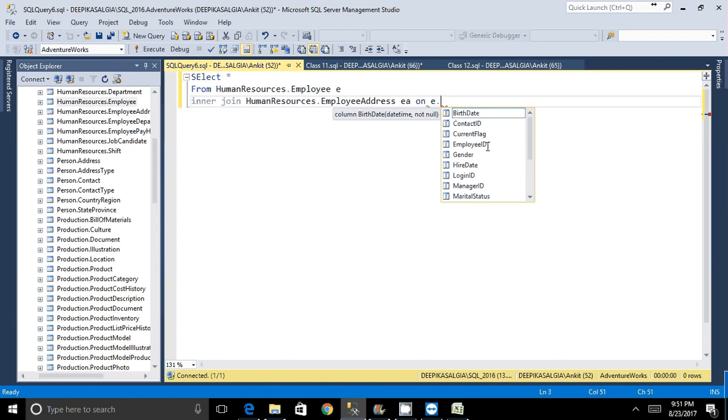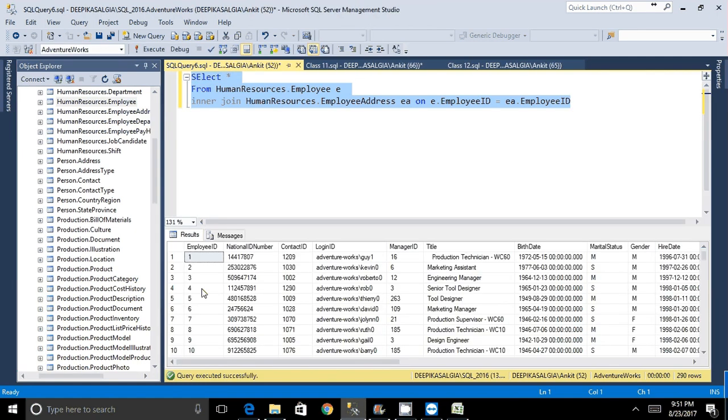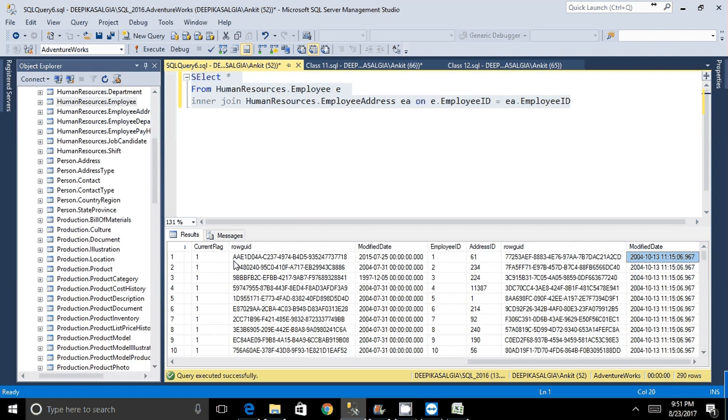Yes, e dot employee ID equals ea dot employee ID. Now you join these two tables together. What did you get? Do you know now what is the employee ID and what is his address ID? Can you tell employee ID one's address ID? Yes, you can tell. If you go all the way to here, employee ID one's address ID is 61, employee ID 2's address ID is 234, right? So now you know for each employee ID what their address ID is.